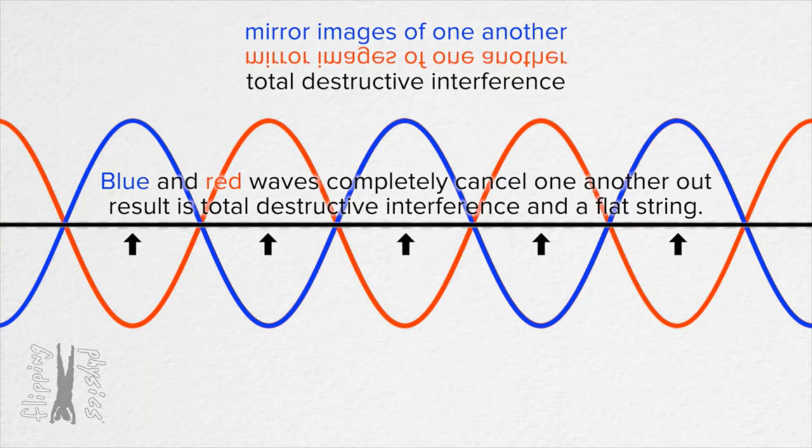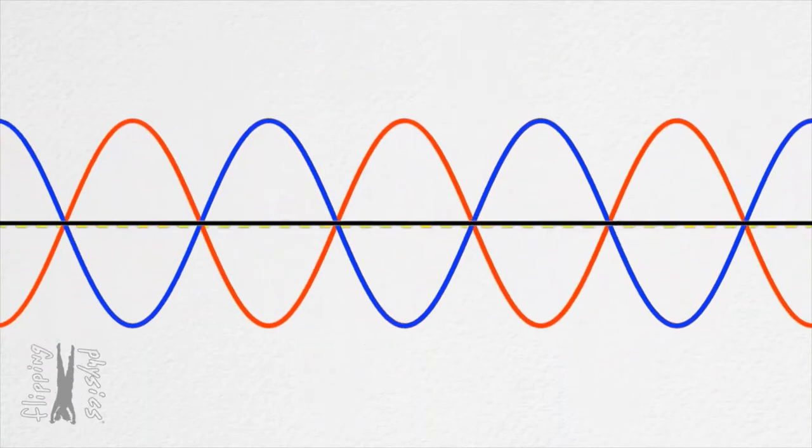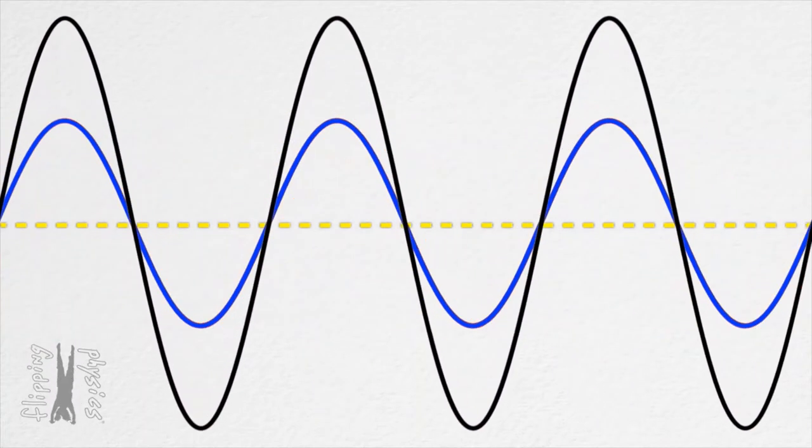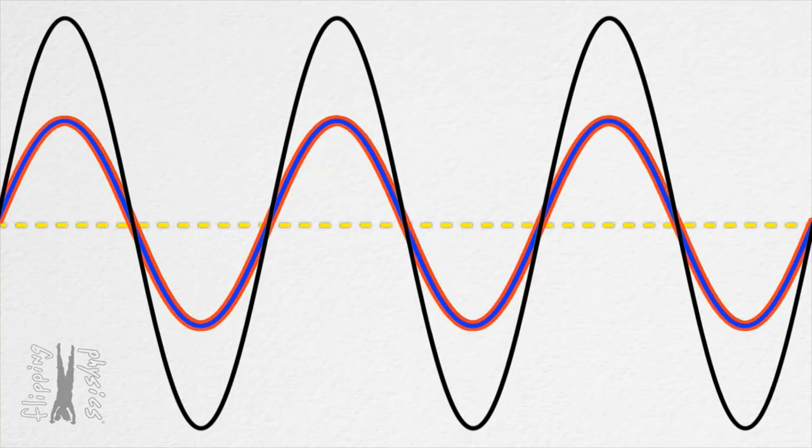Absolutely. At this point, there is total destructive interference of all waves, and the net result is no wave at all. And Bobby, what do you see when we pause the animation here? Well, the red wave is in the same location as the blue wave, right? Correct.